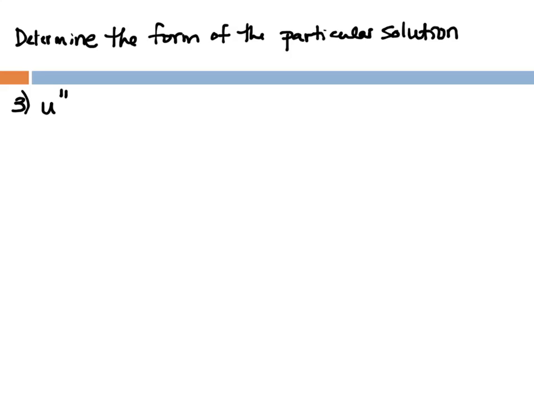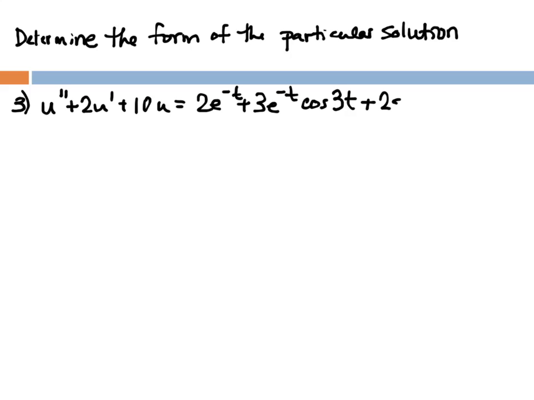So here's u double prime plus 2u prime plus 10u equals 2e to the negative t plus 3e to the negative t cosine 3t plus 2 sine 3t. The right-hand side of this is not simple. The last one was, right? It was 25 sine t. Really, I know. Surprise. There's a lot going on. It can be broken up into pieces, however, and matched with what that table was telling us to do, and that's what we're going to look at.